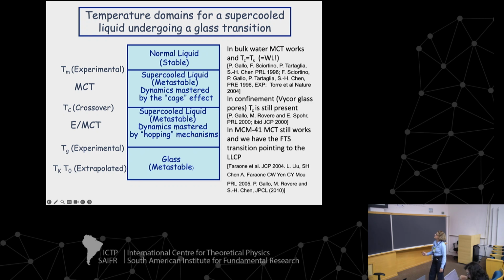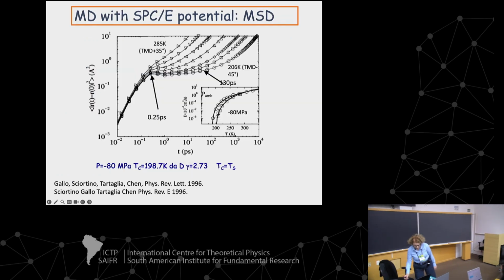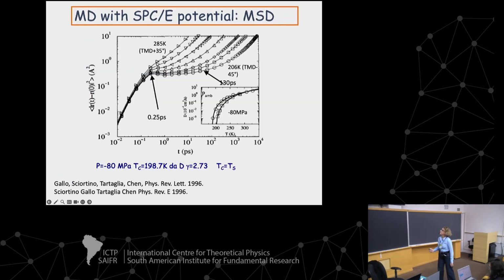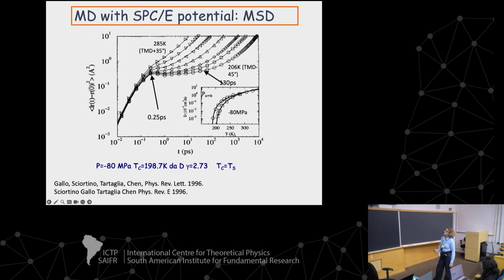And there is this paper by Faraone et al., with Sow-Hsin Chen among the authors, PRL, in which they found a fragile to strong crossover in MCM-41, and this J. Phys. letter in which we found it also with simulation. Okay, so this is SPC, the potential that we used back in 1996 when I was at MIT. It's the potential that we used to prove that water was following mode coupling theory.